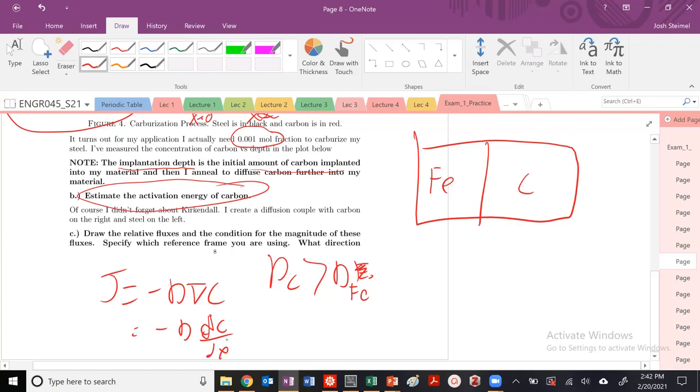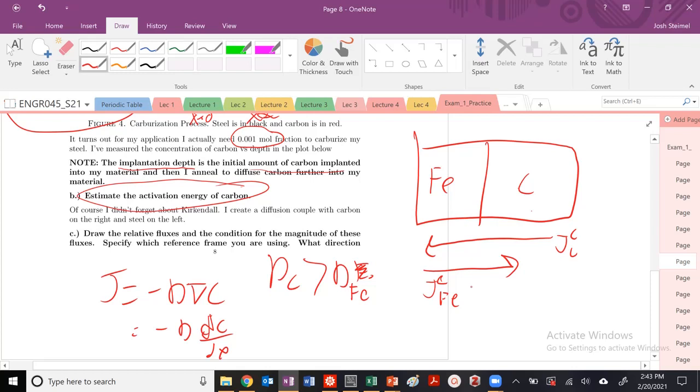So I know that this is going to have a very, very large flux. The flux of carbon in the C frame is going to be in this direction, going from left to right. The flux of iron is going to be a little bit less. So flux of Fe, excuse me, let's keep our notation correct. The flux in the C frame of iron is going to be here.